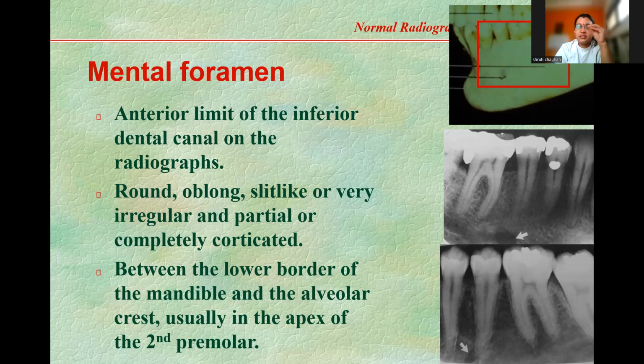Corticated means, see, it's a foramen. So what is a foramen? Close your eyes and tell me, a foramen is an empty space. It's a hollow space to let out the nerves and the blood vessels.